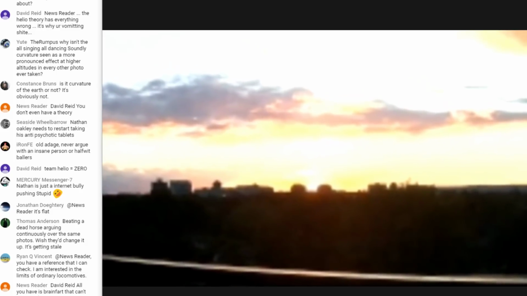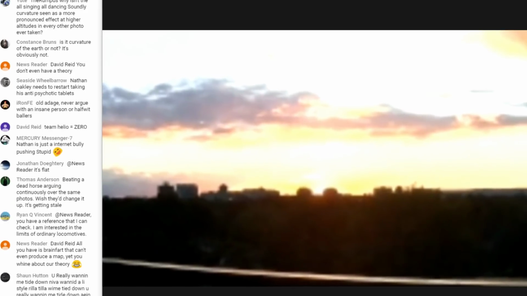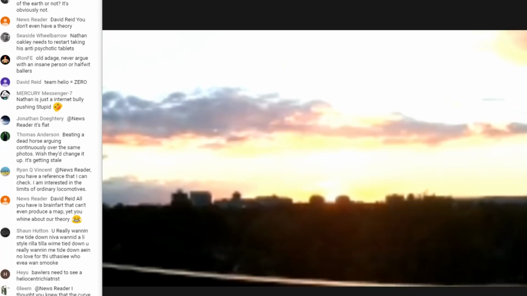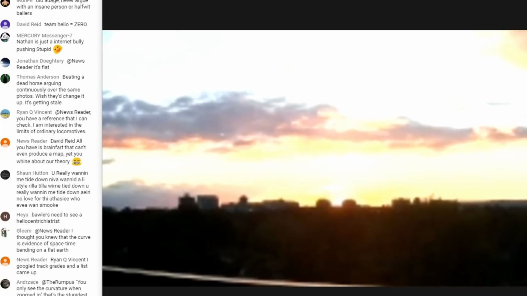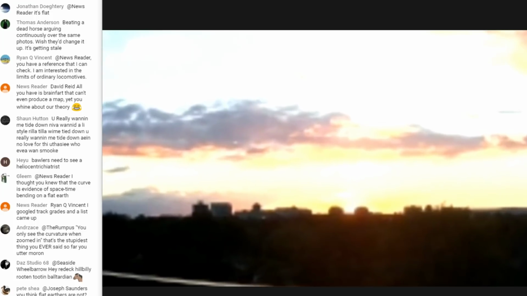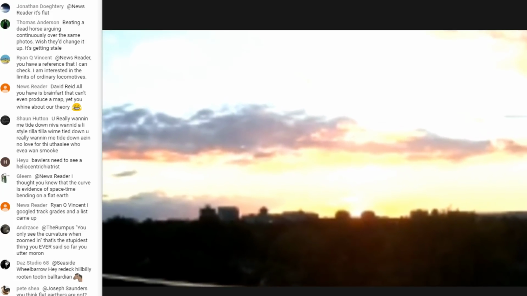All right, so wait a minute. So Rumpus is trying to say that the Soundly picture, because it was taken over water, that proves Earth curvature, and Jose's picture, because it was taken over land, wasn't. But in Soundly's picture, you could see the bridge and all that curving, right? So it's the water in that picture that makes the bridge curve. Is that what he was trying to say?